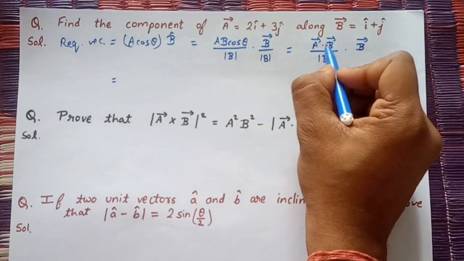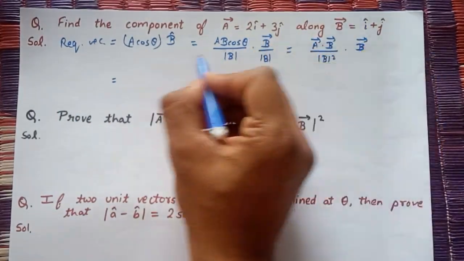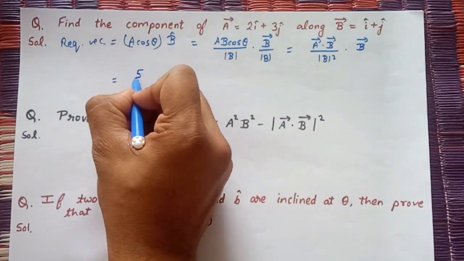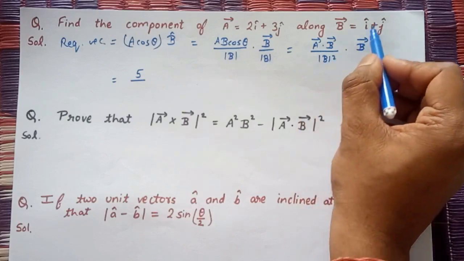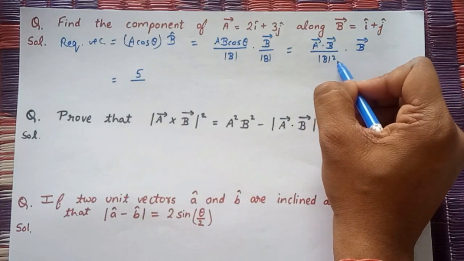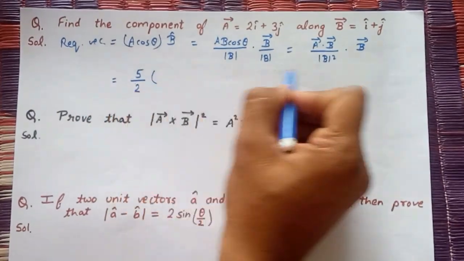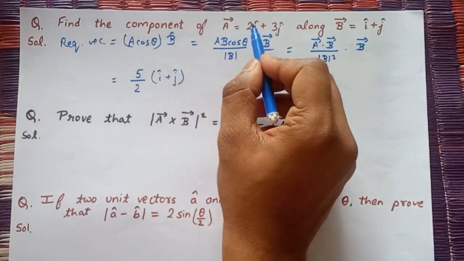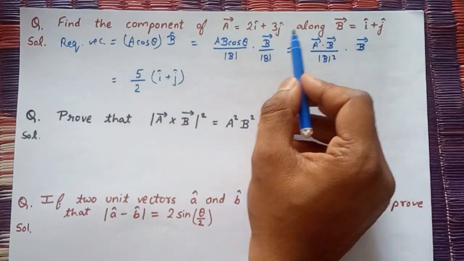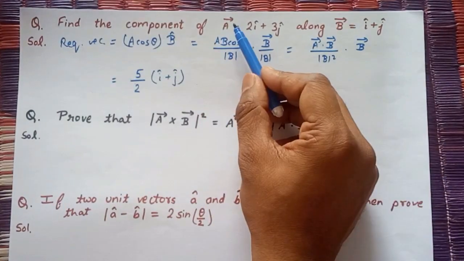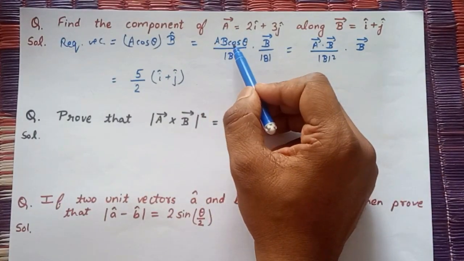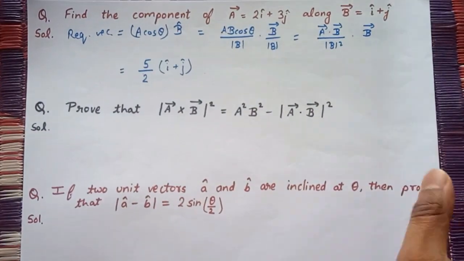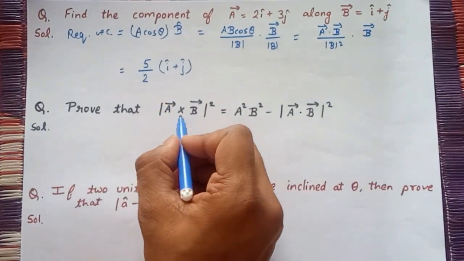So the dot product of a and b: 2 into 1 is 2 and 3 into 1 is 3, so it will be equal to 5 upon the modulus of b, which will be root 2. Clear? The square of root 2 will be 2, multiplied by the b vector, which is i cap plus j cap. So this is the component of the a vector along the b vector. If we have to find the component of the b vector along the a vector, then replace a with b and replace b with a.